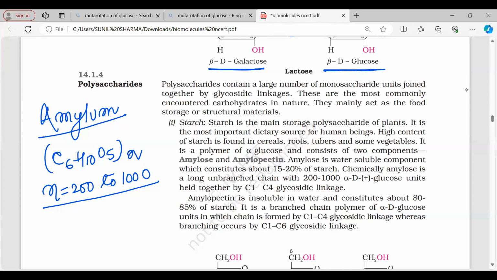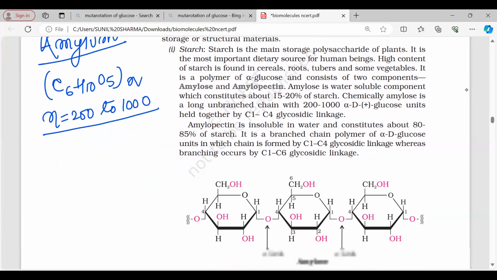ठीक है. यहां तक क्लियर? Yes, sir. Now, starch is a white amorphous powder. Keep on writing. Starch is a white amorphous powder, sparingly soluble in water. White amorphous powder है and very less soluble in water. It's a non-reducing sugar. That is, it does not reduce Tollens reagent and the Fehling solution. It is a non-reducing sugar.